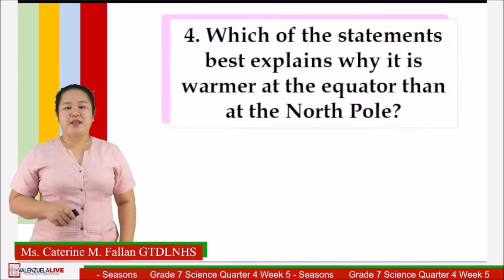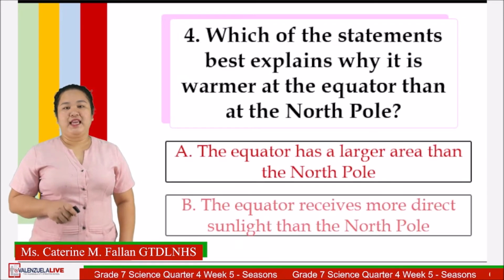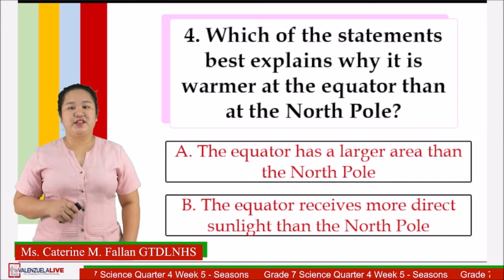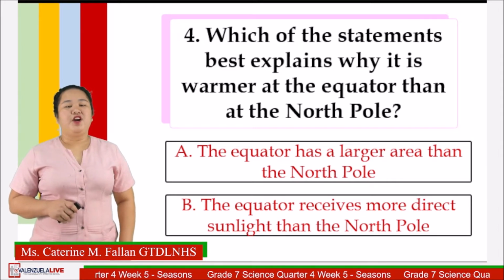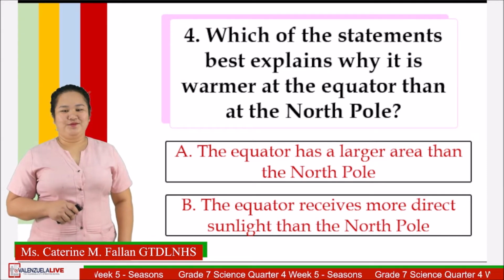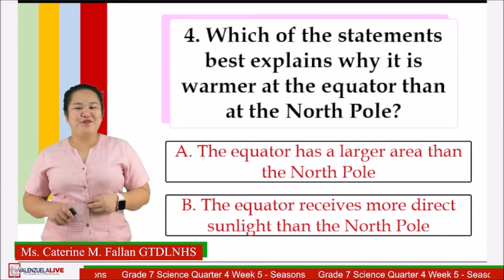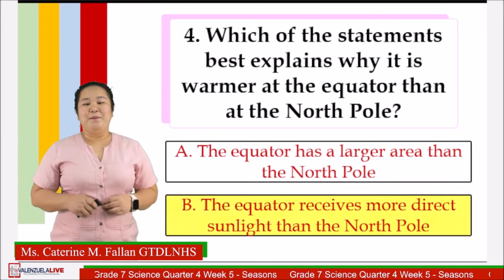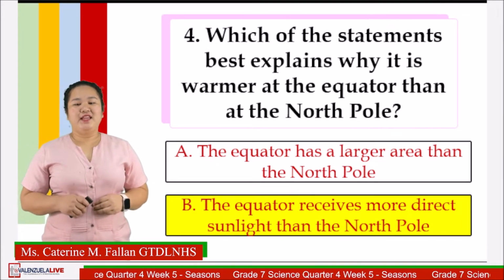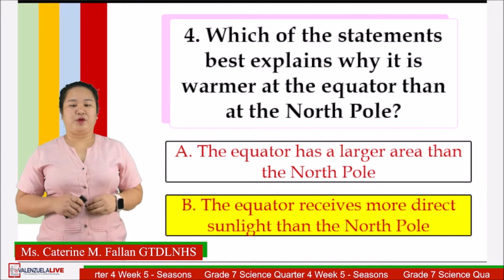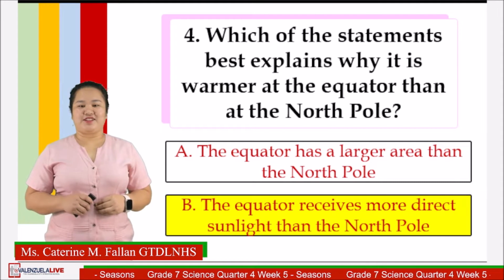Which of the statements best explains why it is warmer at the equator than at the North Pole? A. The equator has a larger area than the North Pole. B. The equator receives more direct sunlight than the North Pole. Write the correct letter in our comment section. And let us now reveal the answer. It is letter B. The equator receives more direct sunlight than the North Pole. The Sun's rays are directly received by the places near the equator, and as the latitude increases, the smaller the angle of the sun rays that strike the surface.